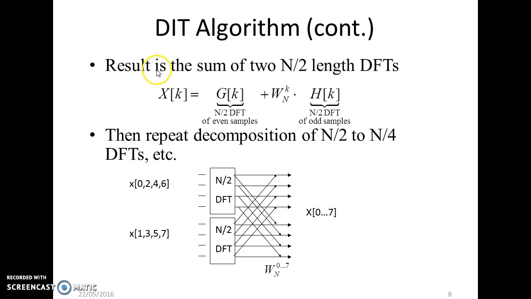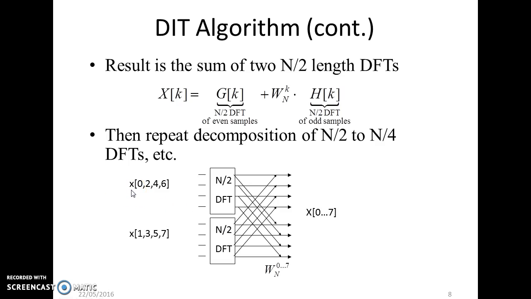DIT algorithm. The result is the sum of 2 N by 2 length DFTs, that is X of k equal to G of k plus WN raised to k H of k, where G of k is the N by 2 DFT of even samples and H of k is the N by 2 DFT of odd samples. Then repeat the decomposition of N by 2 to N by 4 DFTs, etc. So, this is the first N by 2 DFT decomposition, N by 2 and N by 2.